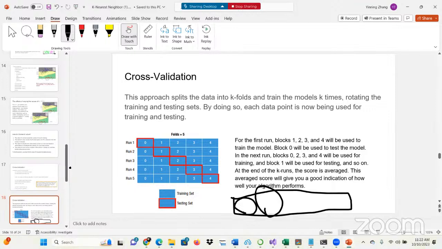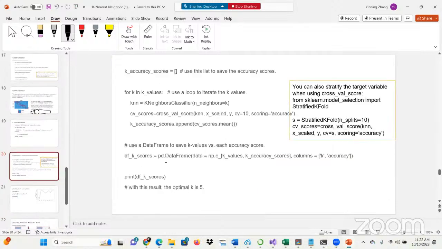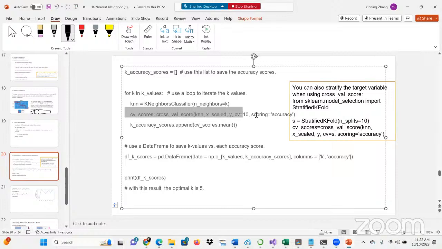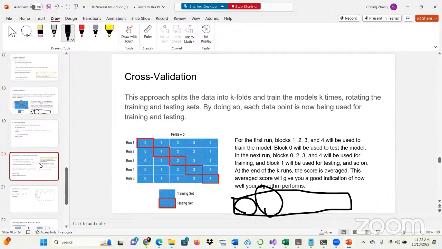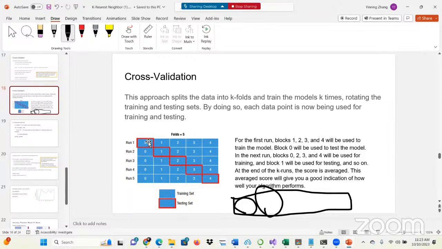And the code for this is quite easy. You just tell it the model. The model is the k nearest neighbor, and then you give it the x and y, and then you tell it how many experiments you want to run. This is a 10 experiment. If it equals 10 folds, that means it will split the data into 10 blocks, and each time it takes out 1 block, like 10% of the data, for the testing.